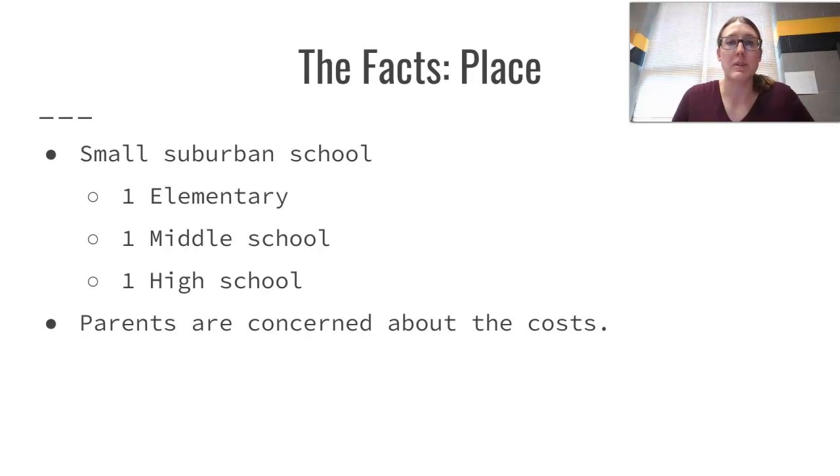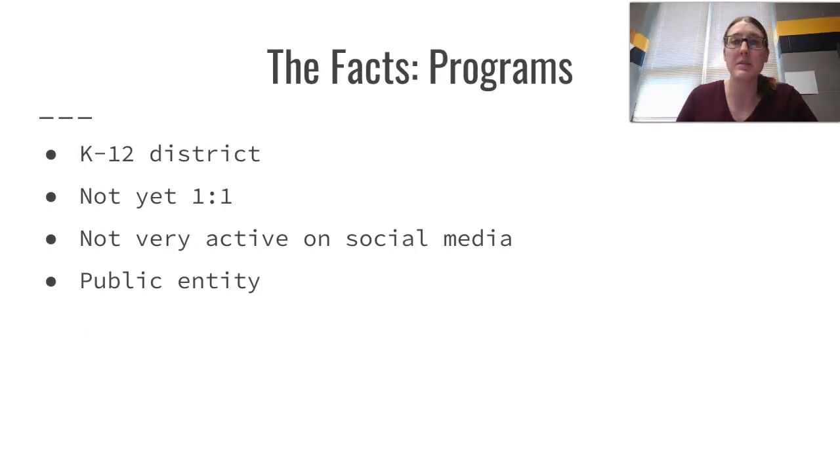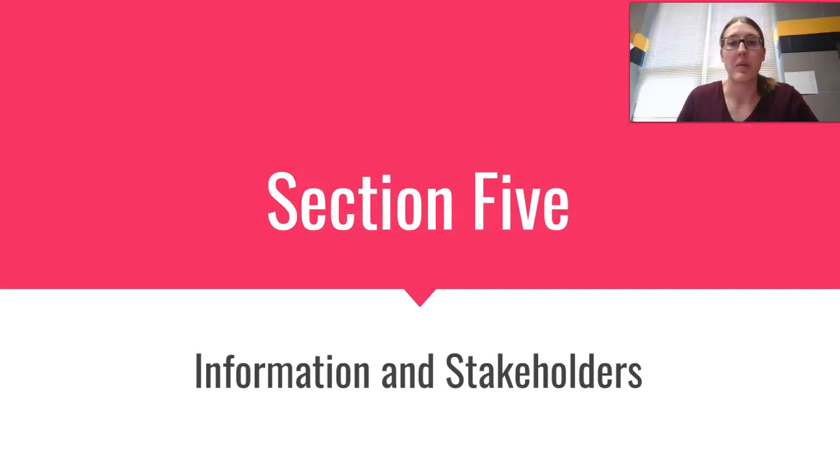We are a small suburban school. There is one elementary, one middle school, and one high school. Parents are concerned about the cost. There wasn't a ton that talks about our socioeconomic status, but we do know that parents don't want to buy extra devices for students if they don't have to. Programs: we are a K-12 district. We are not yet one-to-one. We do not have a very active social media presence, and we're a public entity because we serve public students. We are not private. So keeping all of that in mind, we have all of our information and stakeholders in Section 5.